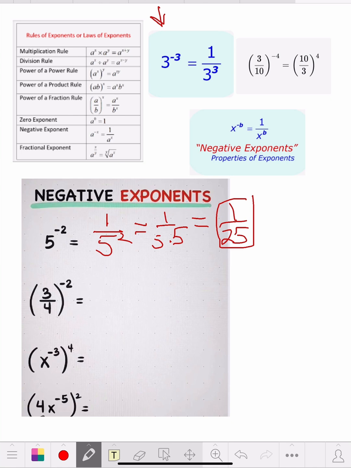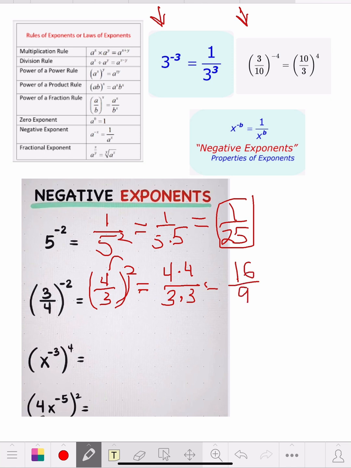Now let's look at the next one. The next one fits this second example I put up there. You see it? All they really did was flip the fraction inside and then make the exponent positive, because you can't have the negative. So we flipped this and got 4 over 3, still in brackets, squared. What would this equal? That might be the answer they show on the multiple choice too. The square goes on both, so 4 times 4 over 3 times 3 equals 16 over 9.